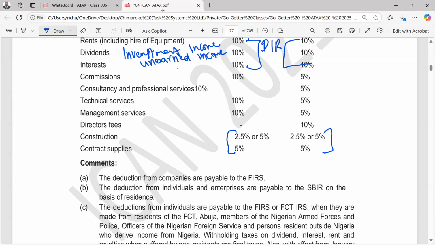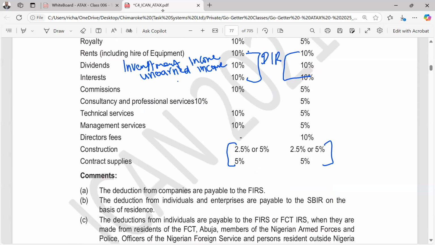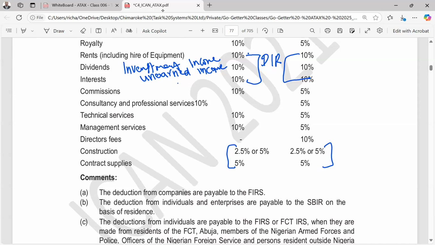Now, after that, every other thing apart from director's fees is 10% for company, 5% for individuals. Be it commission, be it consultancy services, technical services, management service. For company, it's 10%, individual, it is 5%. Royalty is the same thing. That's the way to know it. But director's fees is only 10% for individual.